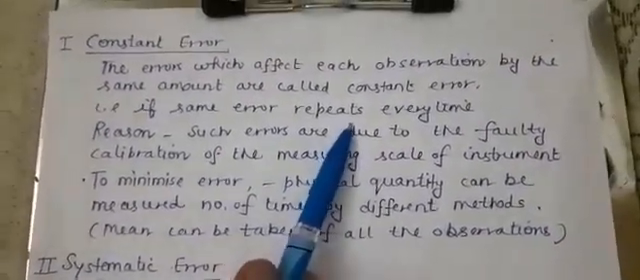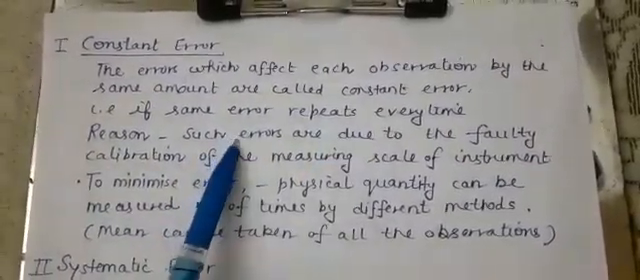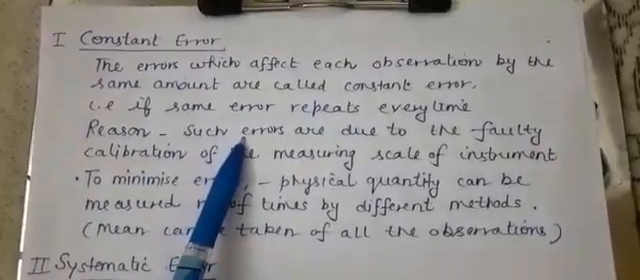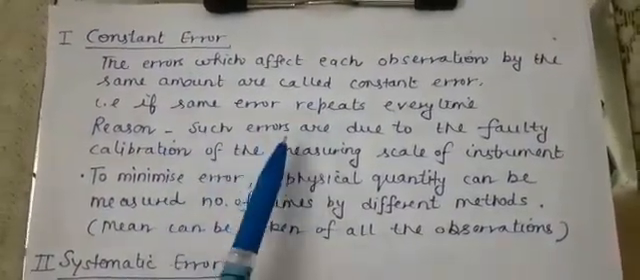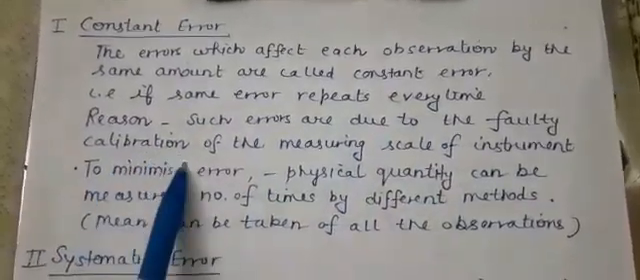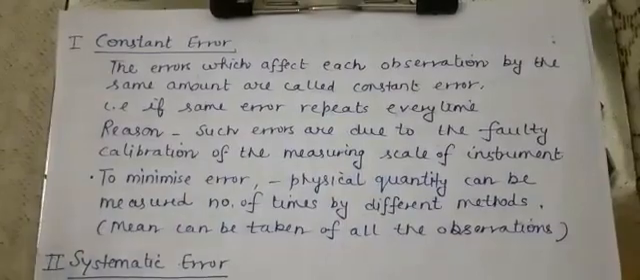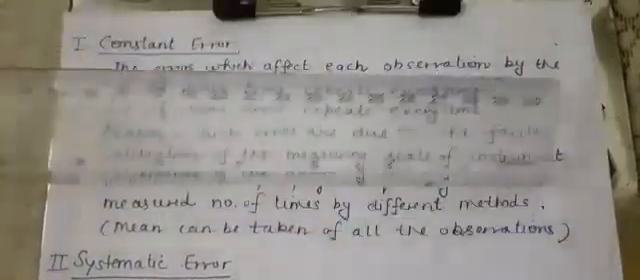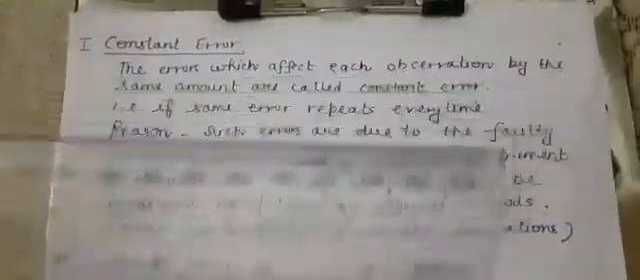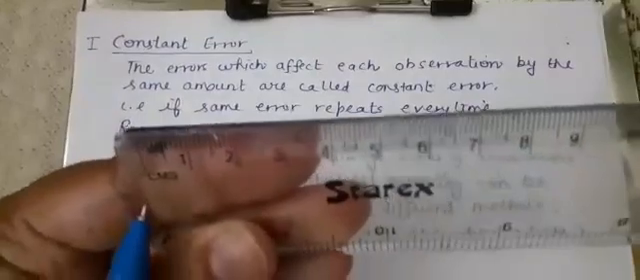Now, what can be the reason for their occurrence? There can be a certain fault in the instrument. Such errors are due to faulty calibration of the measuring scale of the instrument. See, this is a scale. You can all see this is a scale. Now, there are two possible causes, if you are taking its starting point, like this is 0, 1.